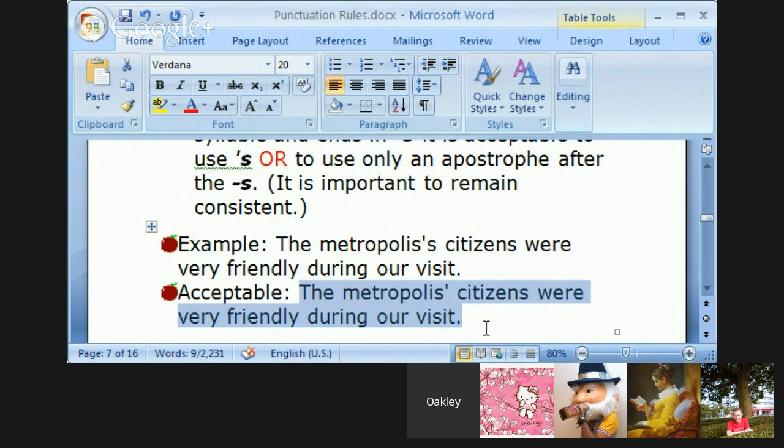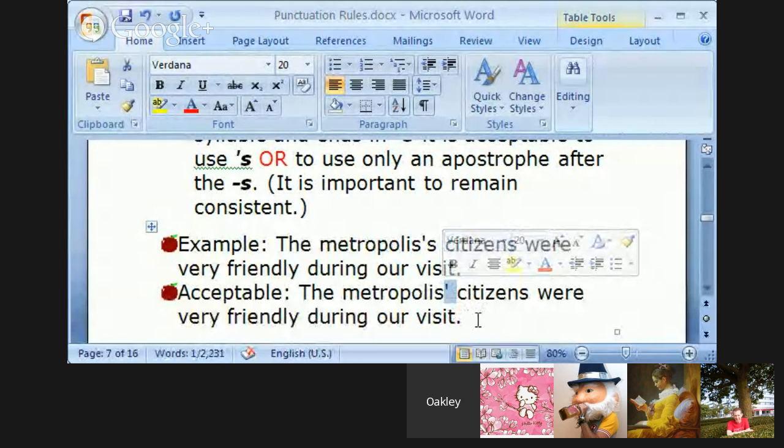Eliza, can you read this acceptable second example? Acceptable. The metropolis' citizens were very friendly during our visit. Now, here's the thing, Eliza, because this apostrophe is here, we know that the S really is here. So if we're speaking it, we have to pronounce it. So the metropolises citizens, not just the metropolis.